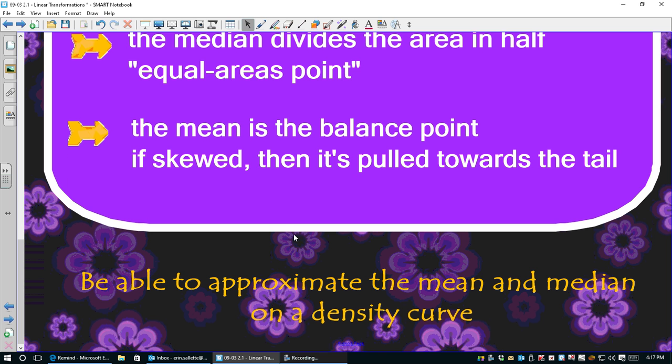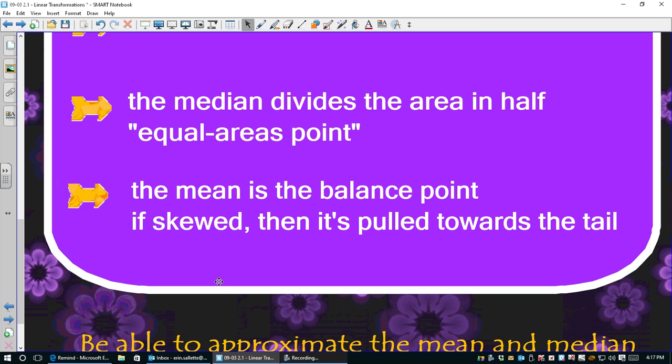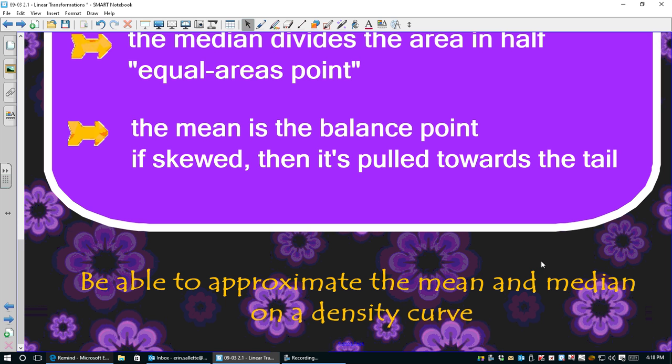So if you're not a fan of measuring in that capacity, then you can do this test with a ruler and putting your pencil underneath the ruler and balancing pennies at equal distances and then seeing where the mean would move, where your pencil would move if you move one of the pennies out towards the edge of the ruler. So, fun facts. We should be able to approximate the mean and the median on a density curve. That's one of the goals of what we will be doing.